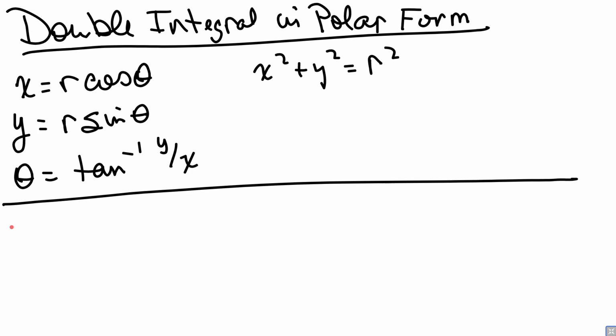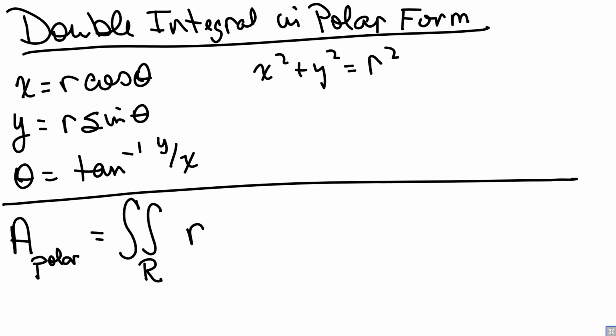Okay, so if we want to do area in polar form, it's going to be equal to the double integral over the region of r dr d theta. So area in polar form is going to be the double integral over the region of r dr d theta.